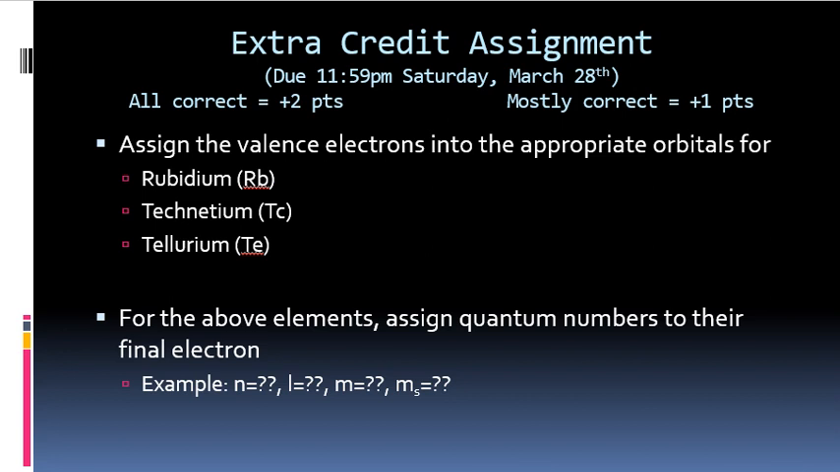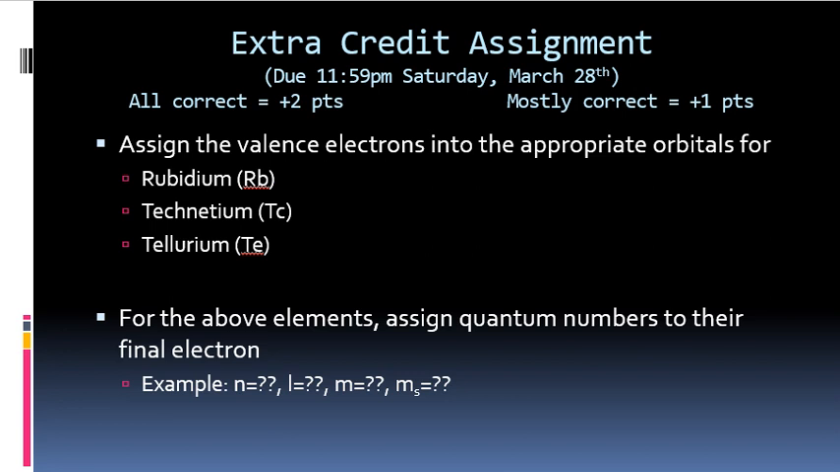Now, as far as extra credit, this will be due by end of day Saturday this week, the 28th. Essentially what I want you to do is assign the valence electrons into their appropriate orbitals for rubidium, technetium, and tellurium. So these guys are in period 5. So think about 5s, 4d, and 5p.